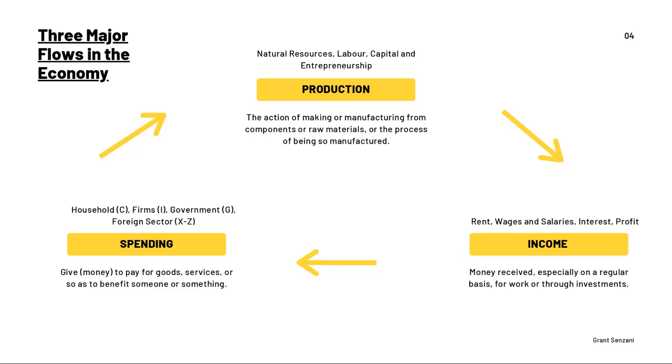So first things first, right? We all know the 3 major flows in an economy, and we realize that it's production, income, and spending. Now, in regards to production, in this case, production is just the action of making or manufacturing from components or raw materials. That's really it. That's what production is.